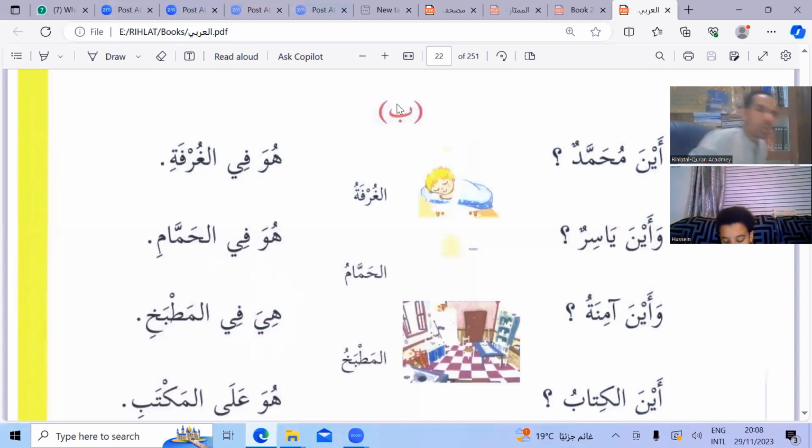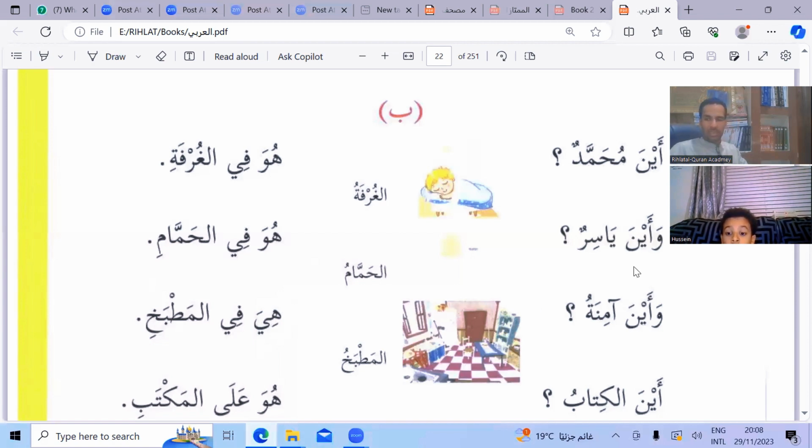So again يا حسين, why does it say here هو في الغرفة and هي في المطبخ? What does هو mean and what does هي mean? Here is he and here is she. Excellent. And هو for Muhammad is a boy and here for Amina is a girl.